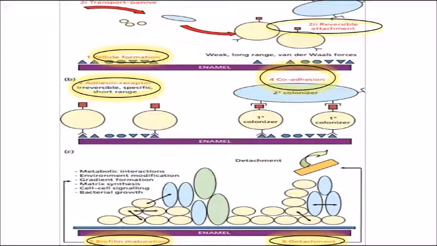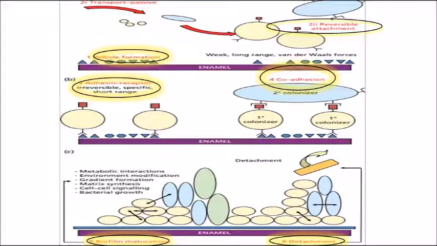Second step, you can see 2.1. In your upper left corner you can see transport, or passive transport, of the bacteria towards the pellicle surface. And in 2.2, you can see reversible attachment of the bacteria onto this pellicle layer. In the second step, the bacteria get transported to the tooth surface and attach reversibly onto the pellicle. Look for the third step. The third step is an irreversible attachment.